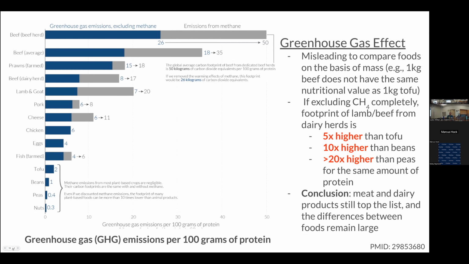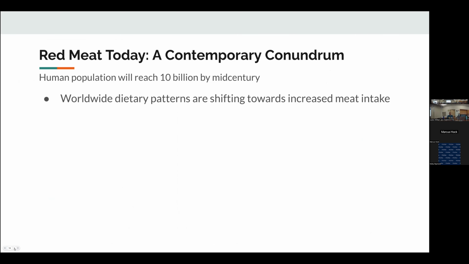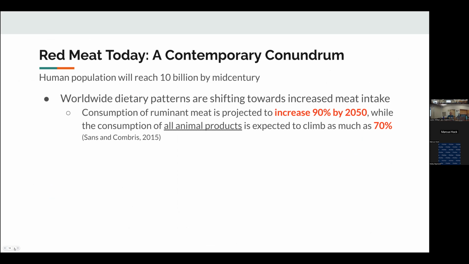So the conclusion is that meat and dairy still top the list and differences remain large. And I really wanted to emphasize that because that conversation is also not really factored into the international discourse. If you look at the Paris Agreement, only a third of countries that are registered in the Paris Agreement even factor agriculture as a factor worth addressing in the 21st century. So we're in a conundrum. We have 10 billion people we're going to have to feed by 2050. And we're seeing massive increase in intake of meats in middle and low income countries.